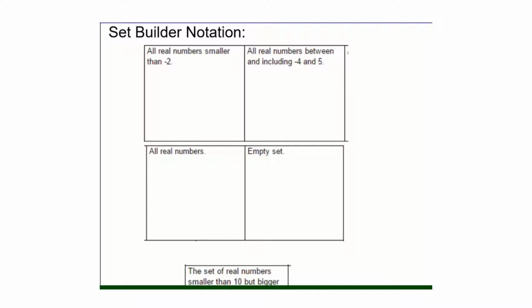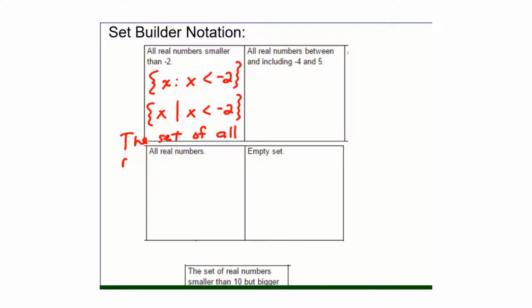Okay, so all real numbers smaller than -2. The way we would write that using set builder notation, we'd have brackets, x, sometimes there'll be a colon, some textbooks, and sometimes we write just a vertical line there. And the way we read that is the set of all numbers less than -2.